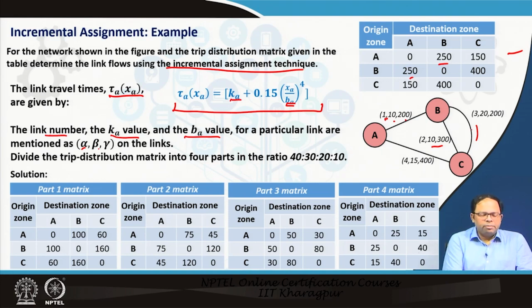So, we divide the entire matrix in the ratio 40 is to 30 is to 20 is to 10. I was telling you the initial one is big, then gradually we can taper it off, or we can even make equal parts. This is how we have divided the matrix. So, this is 40% of the total trip volume, this is 30%, 20% and 10%.